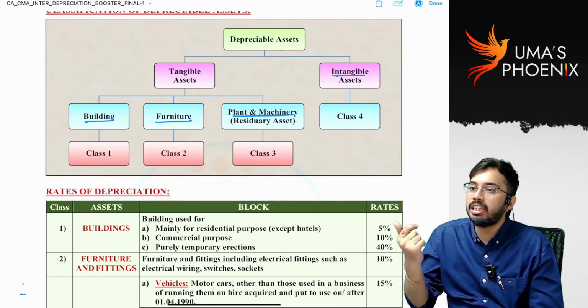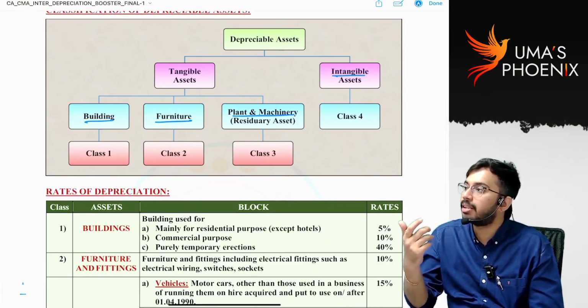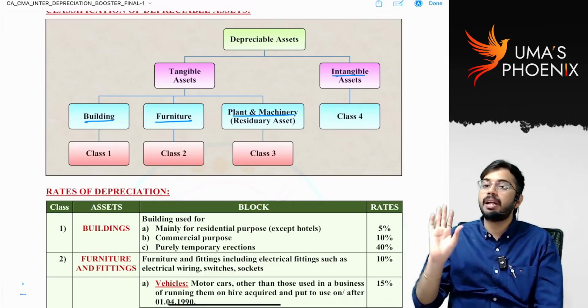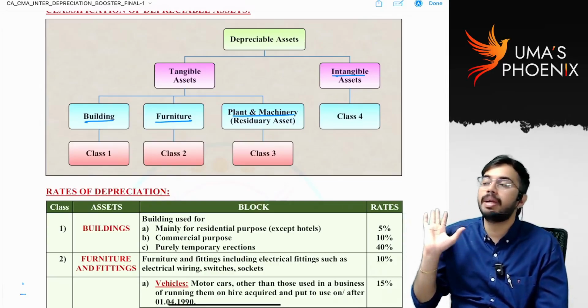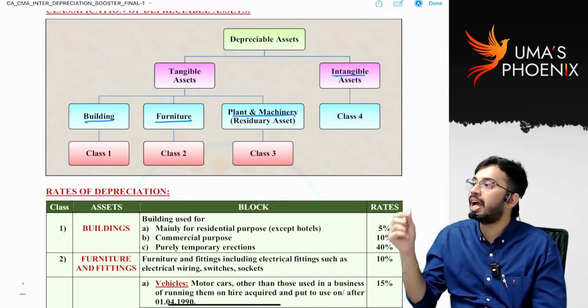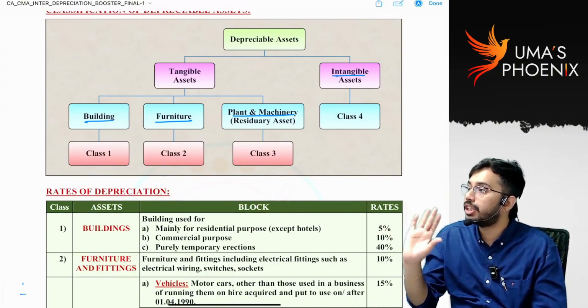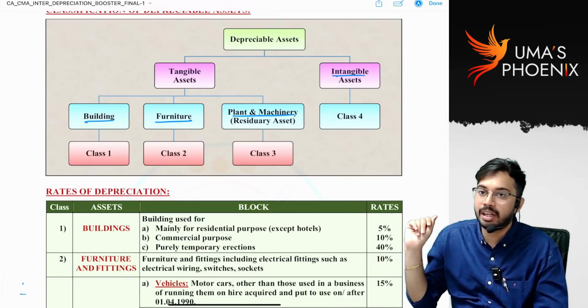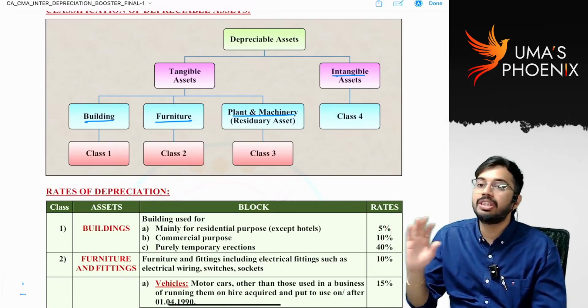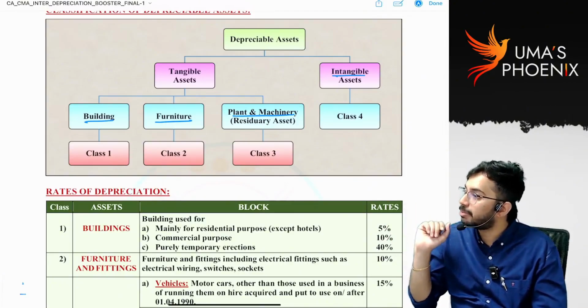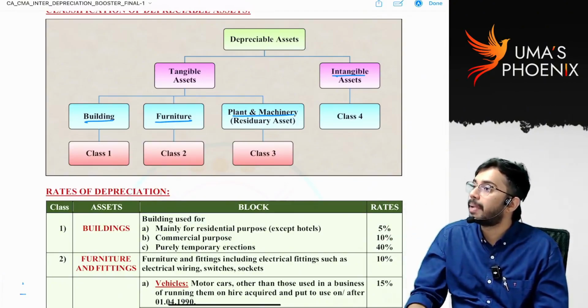Next, you all know intangible assets: patents, trademarks, copyrights, except goodwill. Goodwill is an intangible asset, but as per income tax, depreciation should not be calculated on goodwill. That's why I am saying intangible assets except goodwill. On goodwill, depreciation is not allowed. Is it clear? Any asset which is not a building, not furniture, not an intangible asset will be classified as plant and machinery.